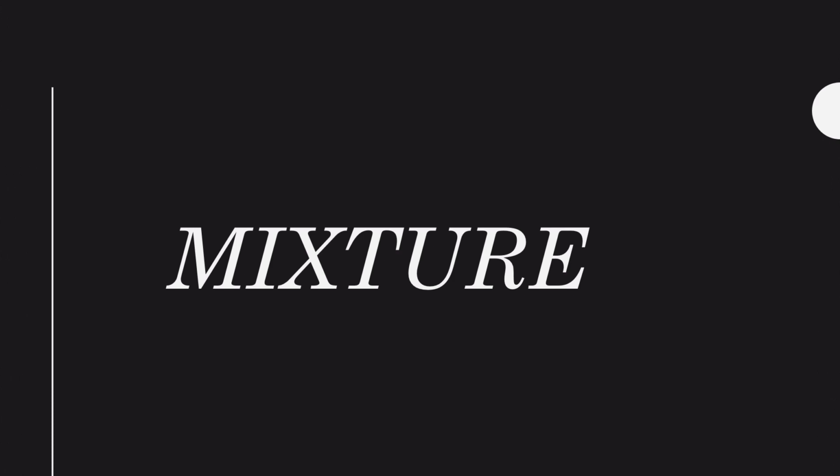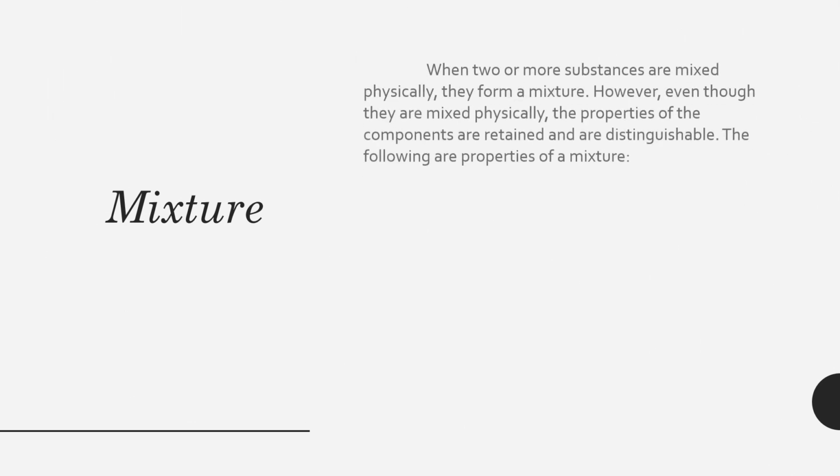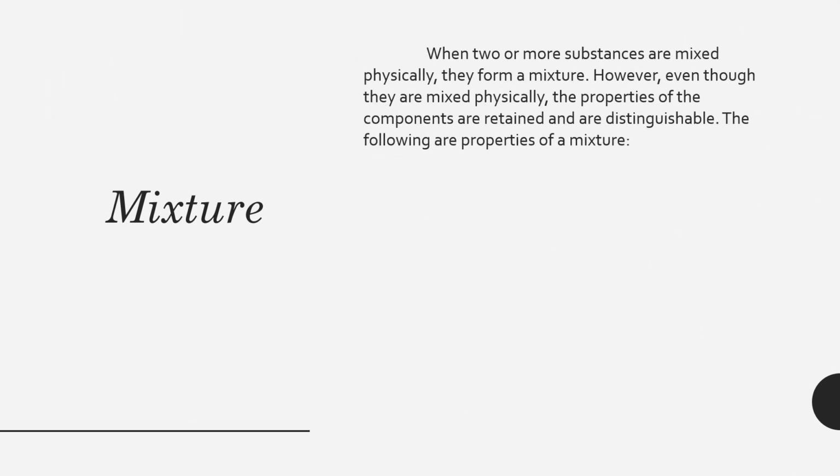Since we're done discussing pure substances, this time we will be discussing mixtures. What is a mixture? When two or more substances are mixed physically, they form a mixture. However, even though they are mixed physically, the properties of the components are retained and are distinguishable. The following are properties of a mixture.